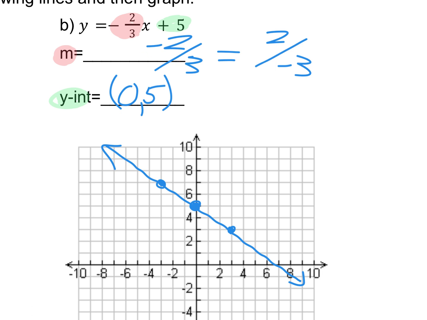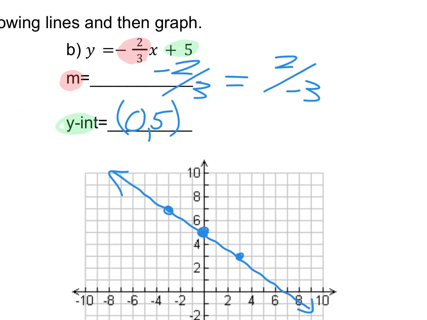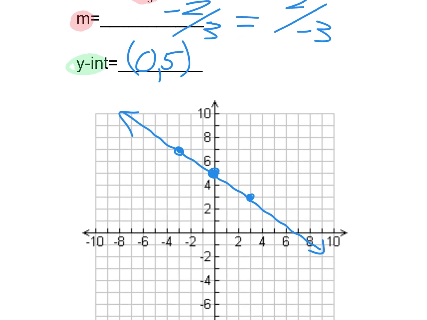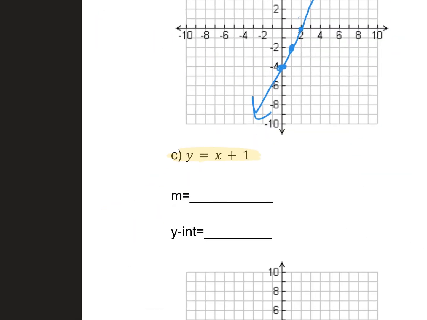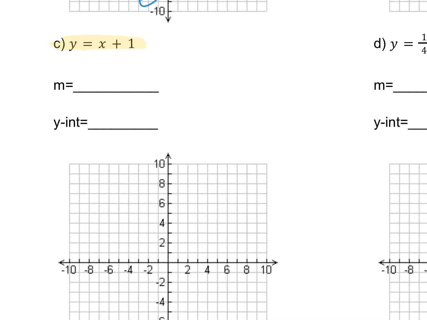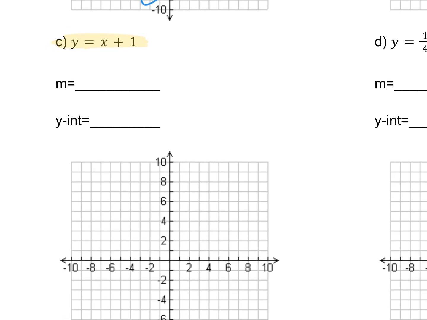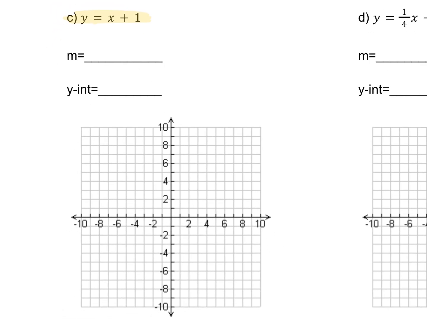So if there's ever a negative sign with your slope, just choose either put it in the numerator or the denominator, and your line should be okay. So that is our final graph for B. I want you to look at C, identify what your slope and your y-intercepts are, and then build a graph. So go ahead and pause the video, work on that, and then once you're done, unpause and see if you got what I got.